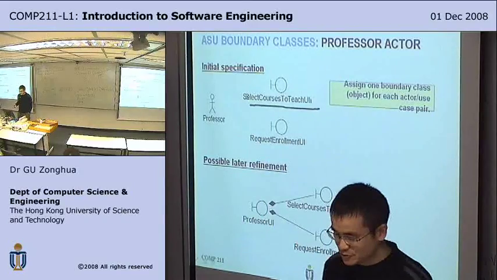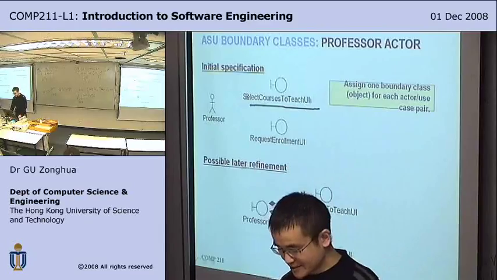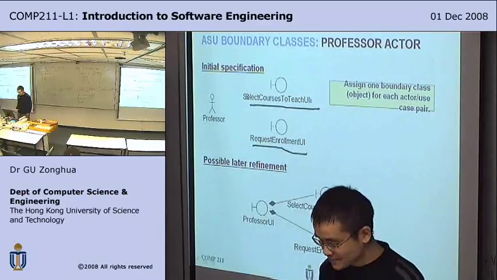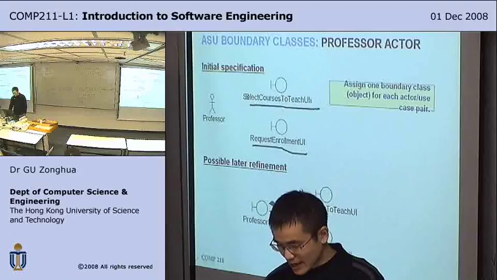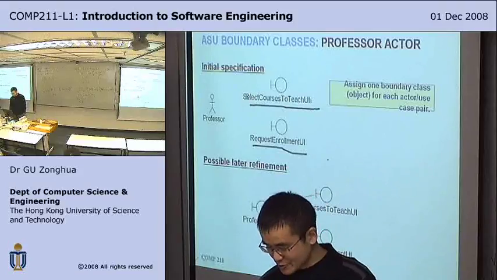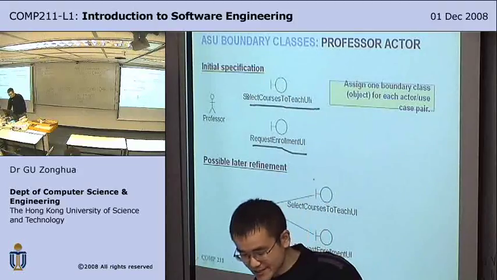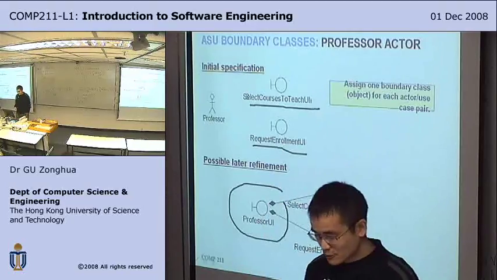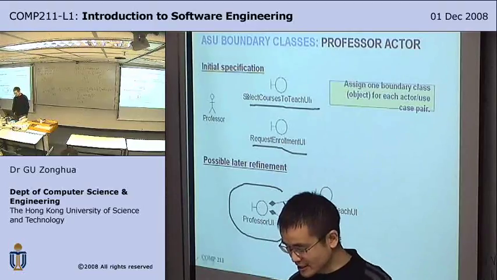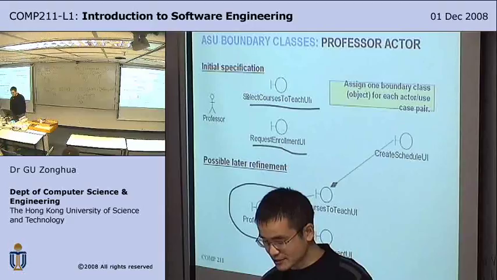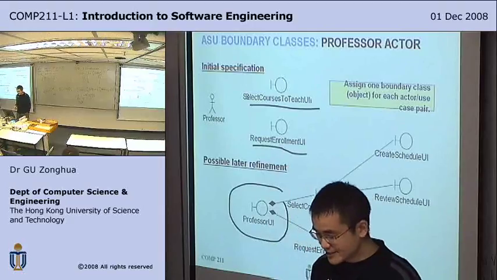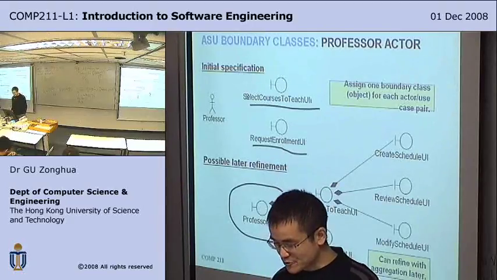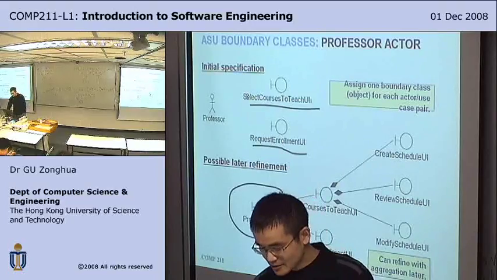The convention is to append UI to the end of the use case name as the boundary class name. Later, perhaps you can aggregate these two into a single boundary class with a composition relationship with the fine-grained boundary classes. Or you can refine a single boundary class into multiple, more fine-grained boundary classes.